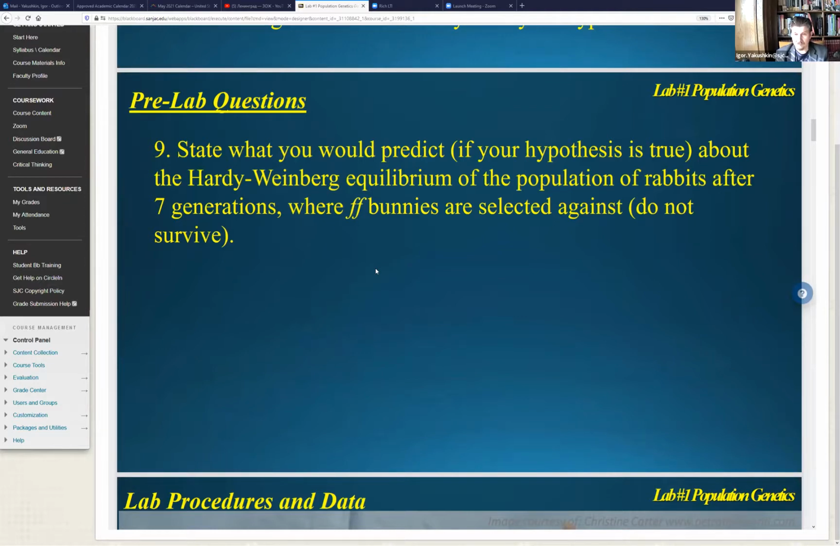All right. Well, the prediction will be, if the lowercase f bunnies are selected against again, the frequencies would be changing. Most likely the frequency of lowercase f's will be decreasing. Most likely. Well, I do know, but let's pretend I don't. I don't want to put that bias into you. So far, so good?